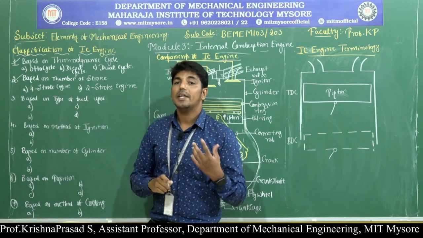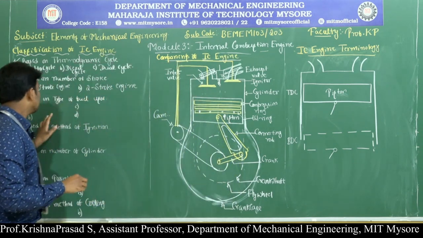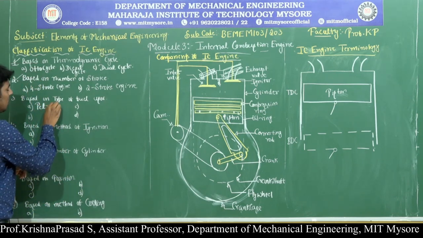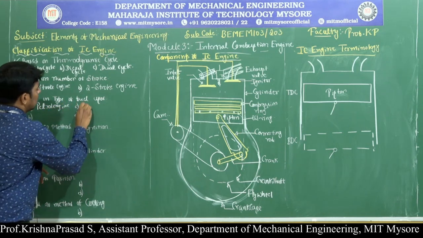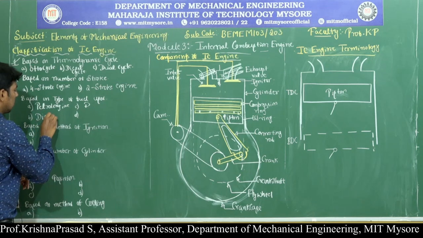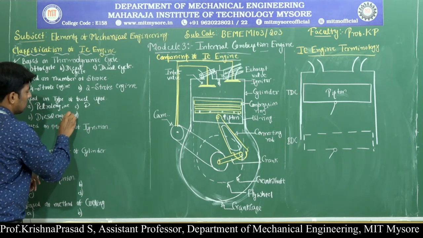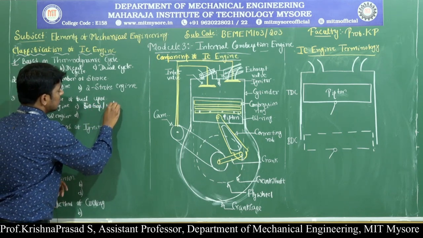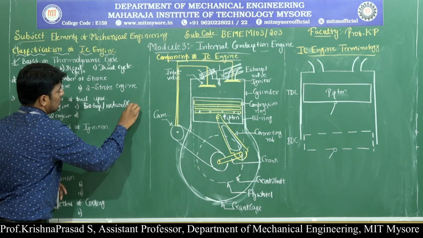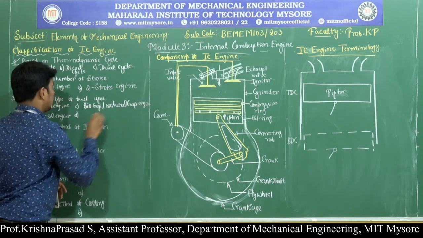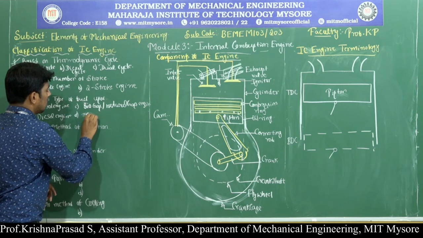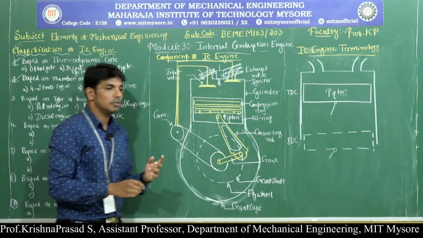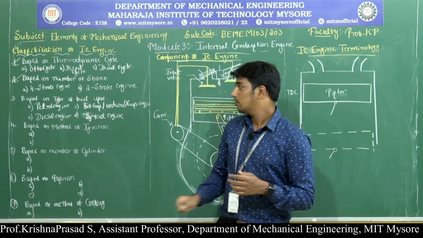Next, third one, based on the type of fuel used. Based on the type of fuel used, IC engines are further classified into petrol engine, diesel engine, biogas or natural gas engines, and fourth one, bi-fuel engines.